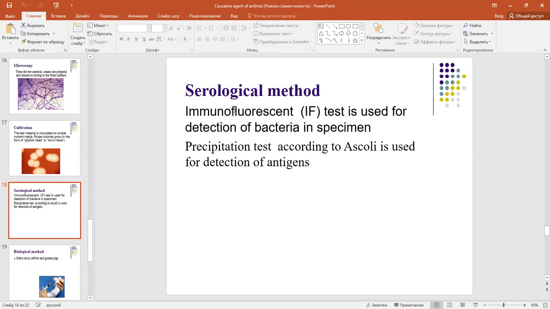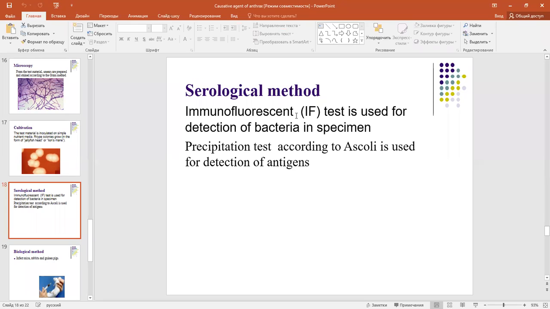And a fluorescent microscope has a source of ultraviolet rays, the lamp of ultraviolet rays, and immunoglobulins are conjugated with fluorochromes. Every fluorochrome has the ability to absorb light of certain wavelengths and then to emit light. It is possible to notice this lightning by using a fluorescent microscope. And in case of anthrax, we will see rods in chain lightning.